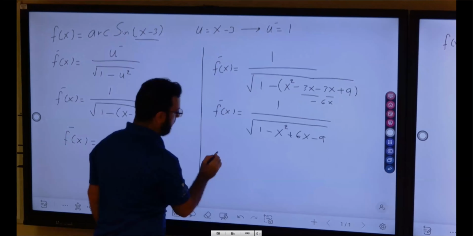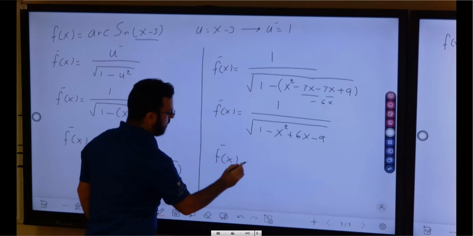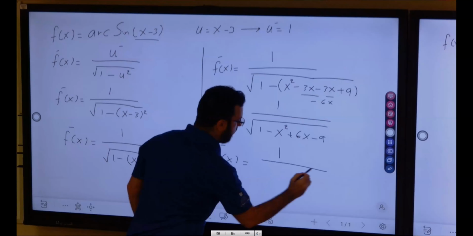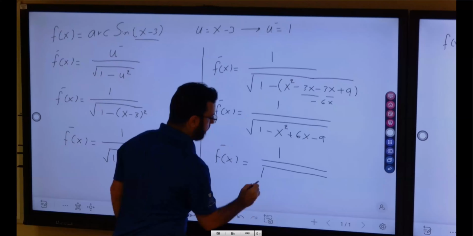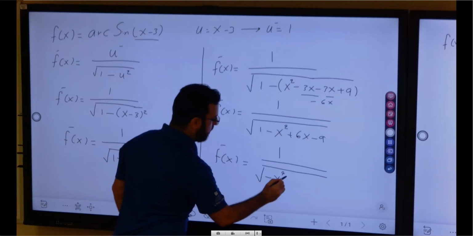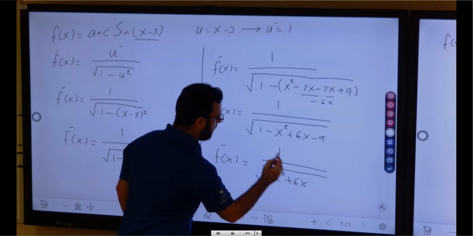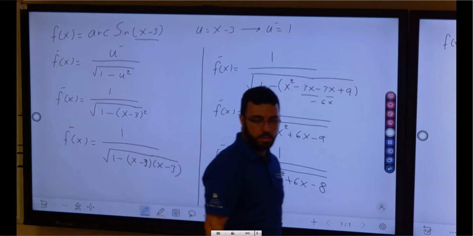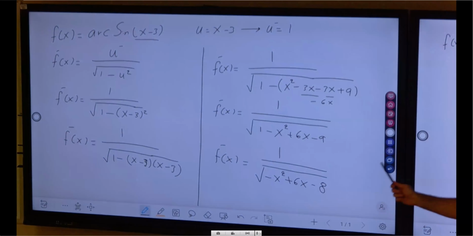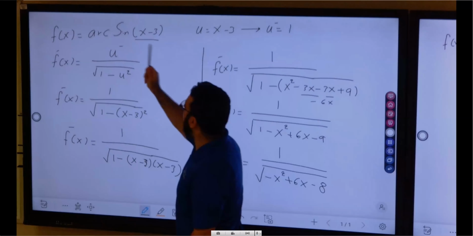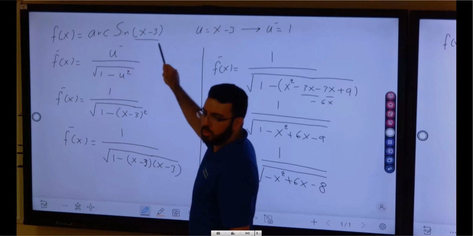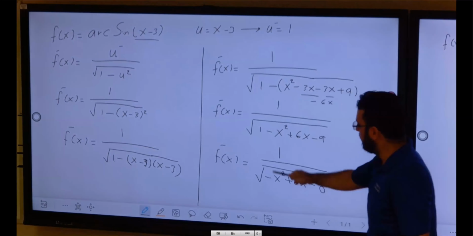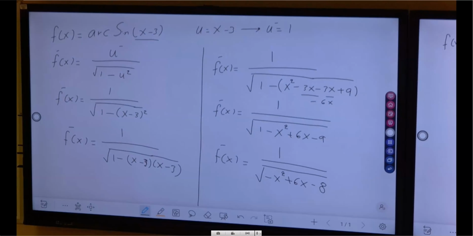Then the last step: 1 over the square root of negative x squared plus 6x minus 8. That's it, I'm just simplifying. So the derivative of arc sine, which is the sine inverse, of x minus 3 is going to be here. Okay? You don't have to simplify it anymore. That's it.